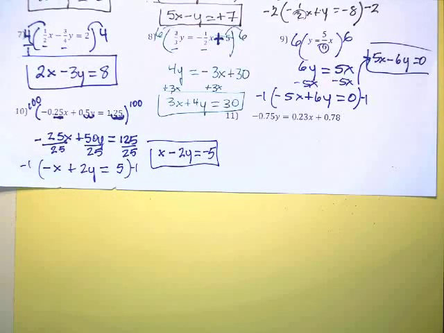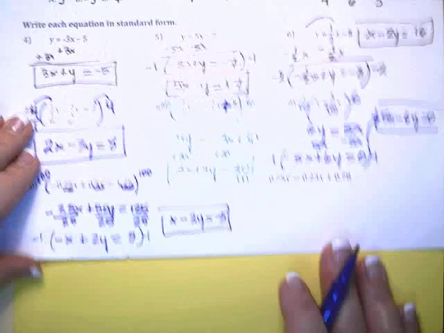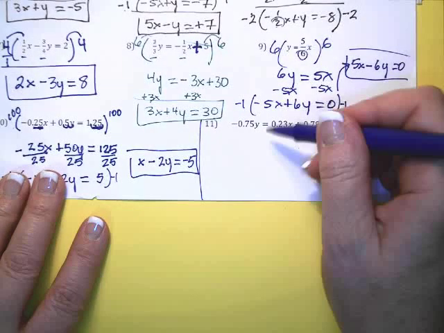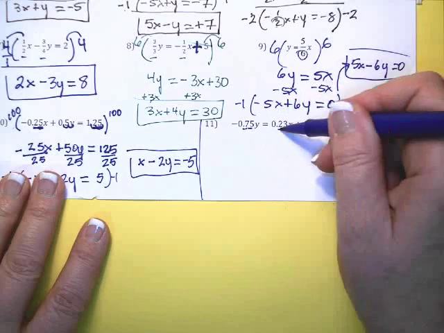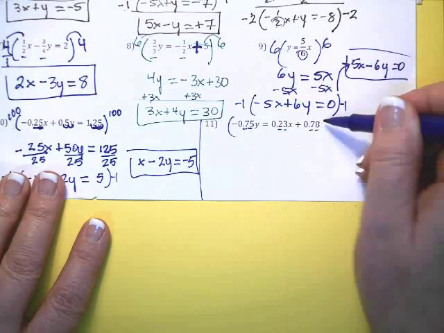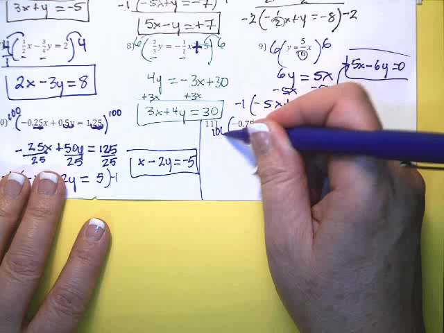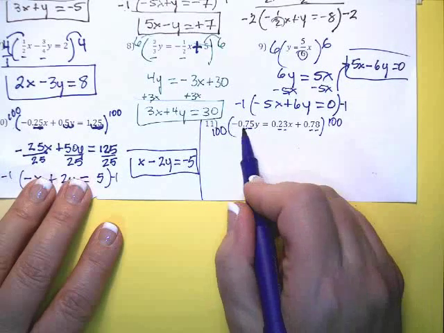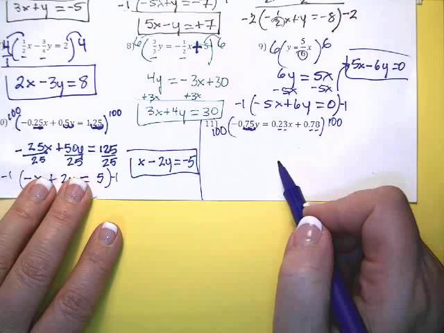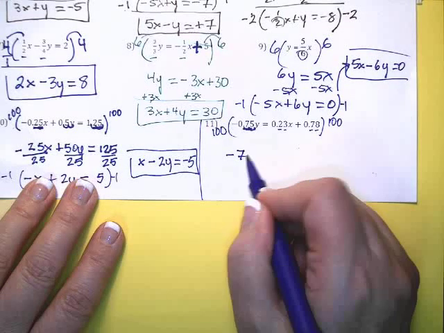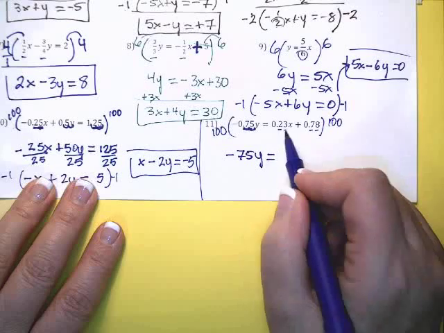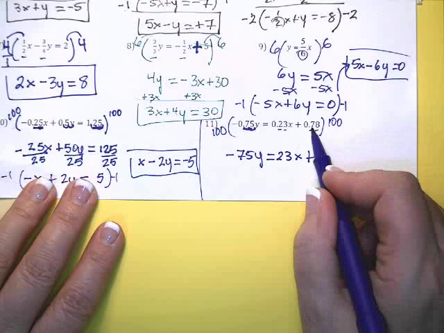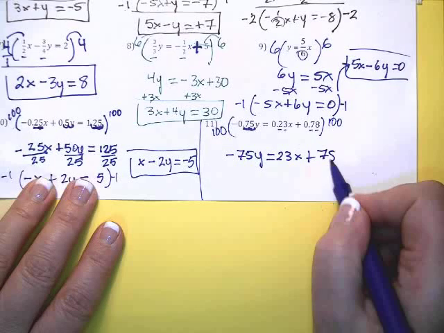All right, number 11. So number 11 is another decimal, and it looks like we need to multiply by 100 in order to remove the decimals from every one of these terms. So multiplying by 100 moves the decimal 2 places to the right. So negative 75y is equal to 23x plus 78.